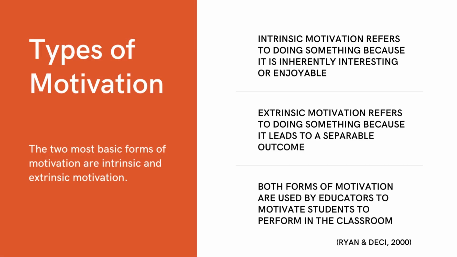The two most basic forms of motivation are intrinsic and extrinsic motivation. Intrinsic motivation refers to doing something because it is inherently interesting or enjoyable, whereas extrinsic motivation refers to doing something because it leads to a separable outcome. Both forms of motivation are used by educators to motivate students to perform in the classroom.